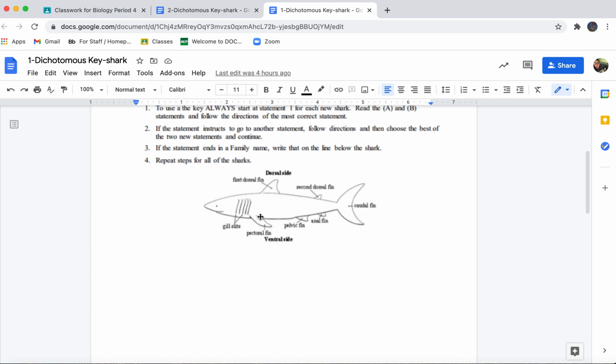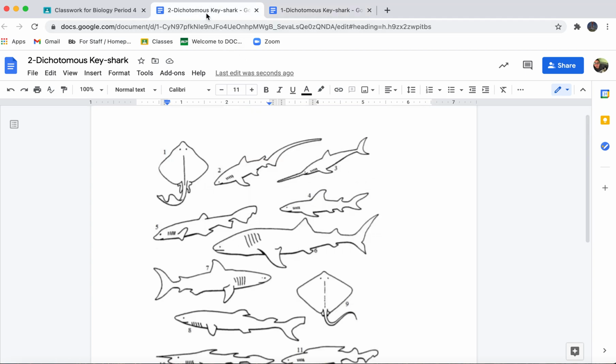If we look here, we've got a fin right here by the gills. We've got the tail, and then we've got a pelvic fin. So it's in between the pectoral fin and the caudal fin. So let's look. Do we have one of those? Yes, we do, right here. We have a fin between the fin here and the tail, okay?